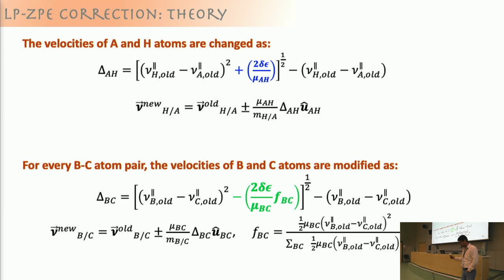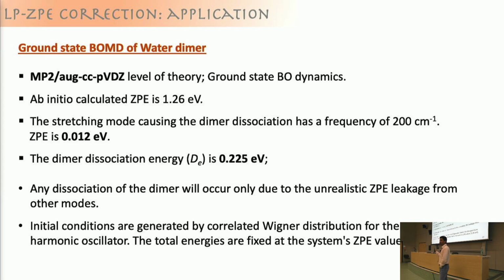Okay, so my stage is set now, and it's time to apply. I will do, as I said, ground state Born-Oppenheimer molecular dynamics of the water dimer. The point to be noted is that the stretching mode that causes the dimer to dissociate is around 200 wave number, right? So the ZP is 0.012, and the dimer dissociation energy is 0.225. So this mode has no way to surmount this energy unless it receives some leaked energy from the other local pairs.